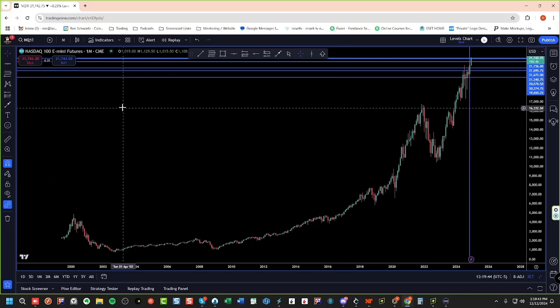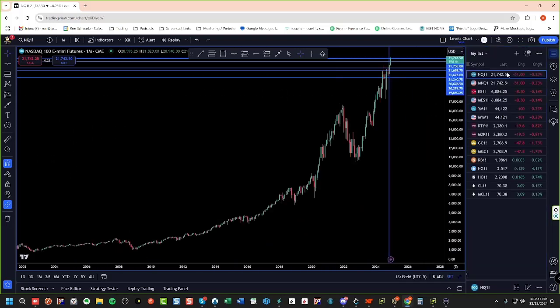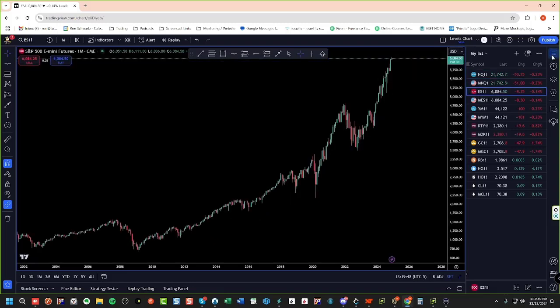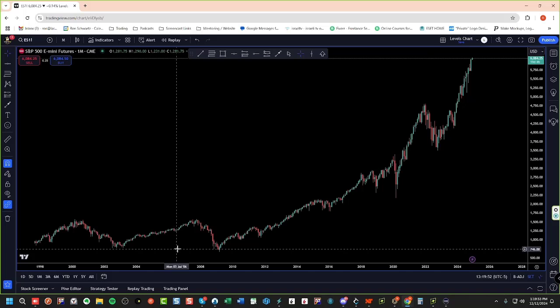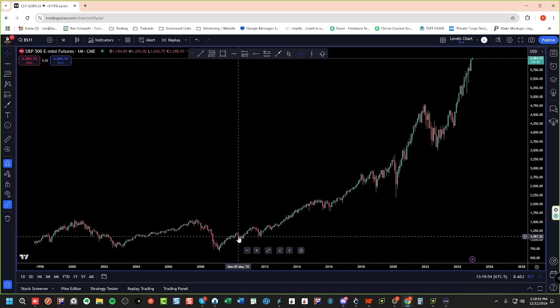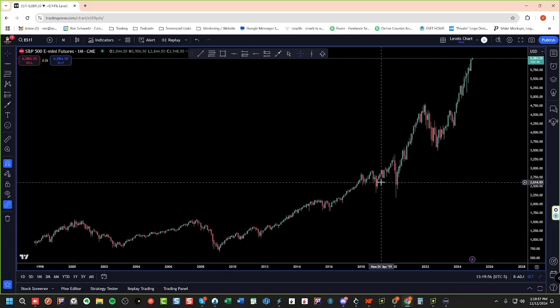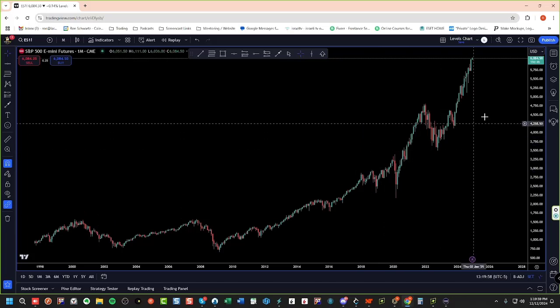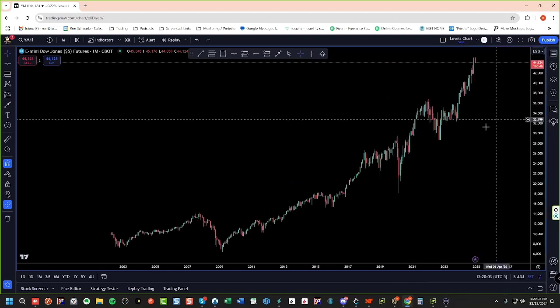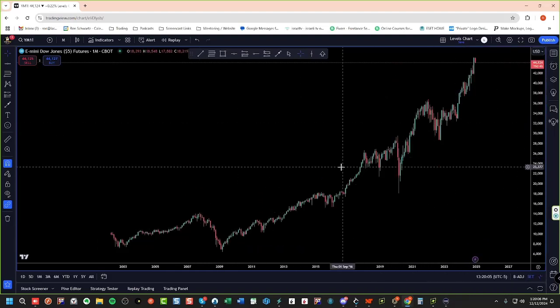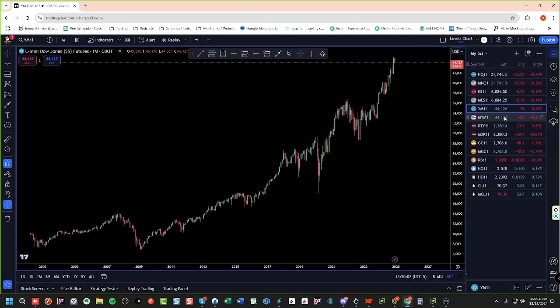So what do we know about indexes? I mean, I can do this on the ES, okay? Here's the ES. It's the monthly chart on the ES. What's it doing over time? Going up. Do YM. What's it doing over time? Going up.